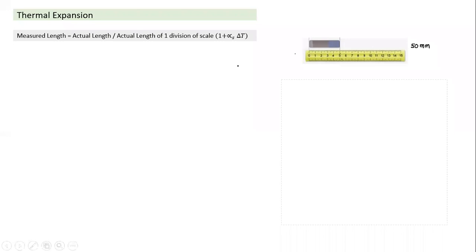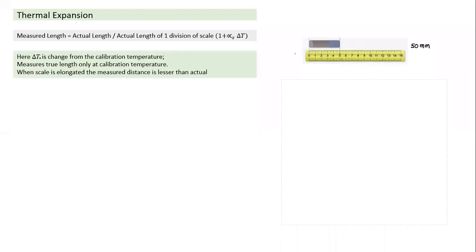And let's understand what happens with the change in temperature. This is the true reading, and every scale has something called a calibration temperature. The marking of the scale has been done at a particular temperature, and that temperature is called the calibration temperature, something like 20 degrees centigrade. But if the temperature increases, the length of the scale also will change. When the length of the scale changes, the length of one division also will change, and the measured length also will change. So if the temperature changes, the measured length will not be the correct length.